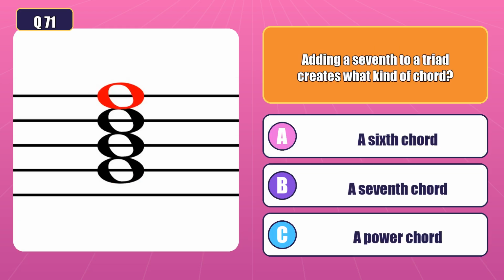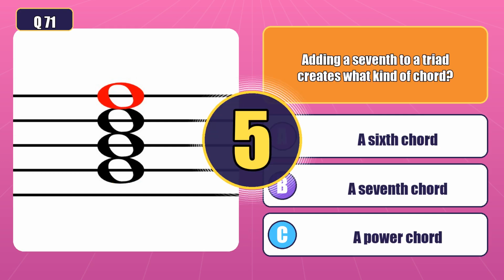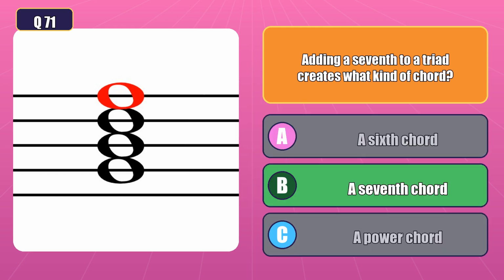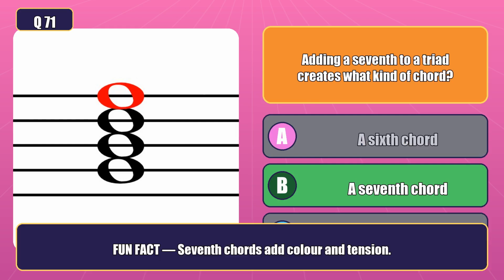Question number 71. Adding a 7th to a triad creates what kind of chord? The answer is a seventh chord. Fun fact, seventh chords add color and tension.